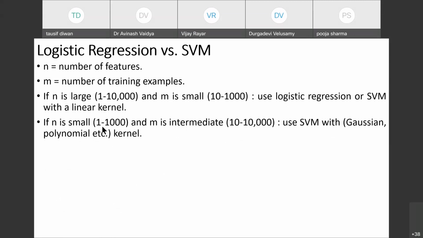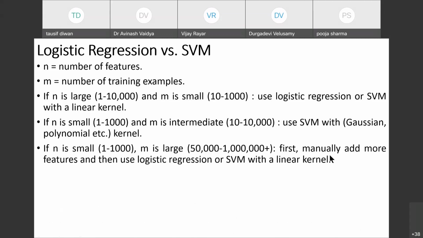If n is small and m is some intermediate value, then you can just use SVM. You can use some other kernel, such as the Gaussian or polynomial kernel. And if n is small and m is large, first you should manually add more features with the help of augmentation, because the number of features is very small. Then you can use logistic regression or SVM with a linear kernel.